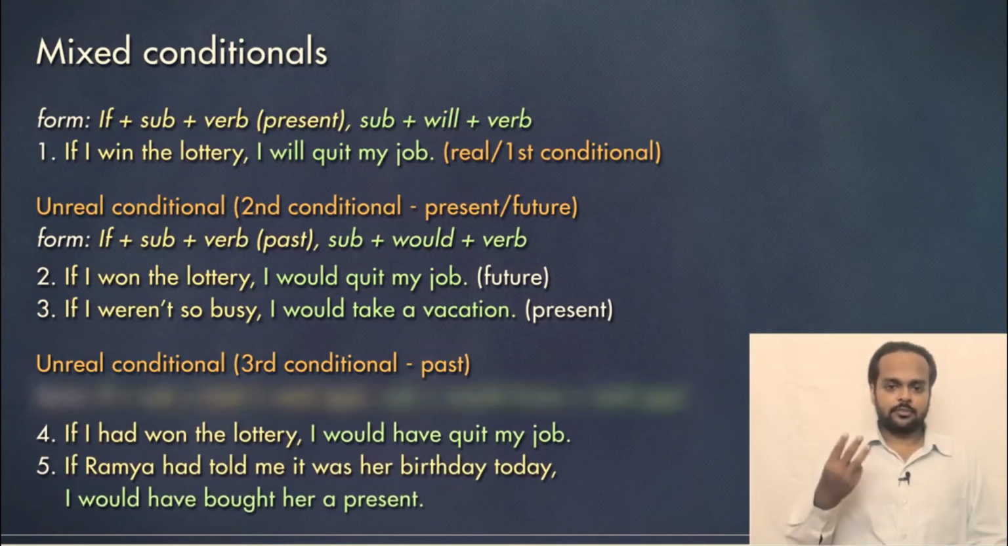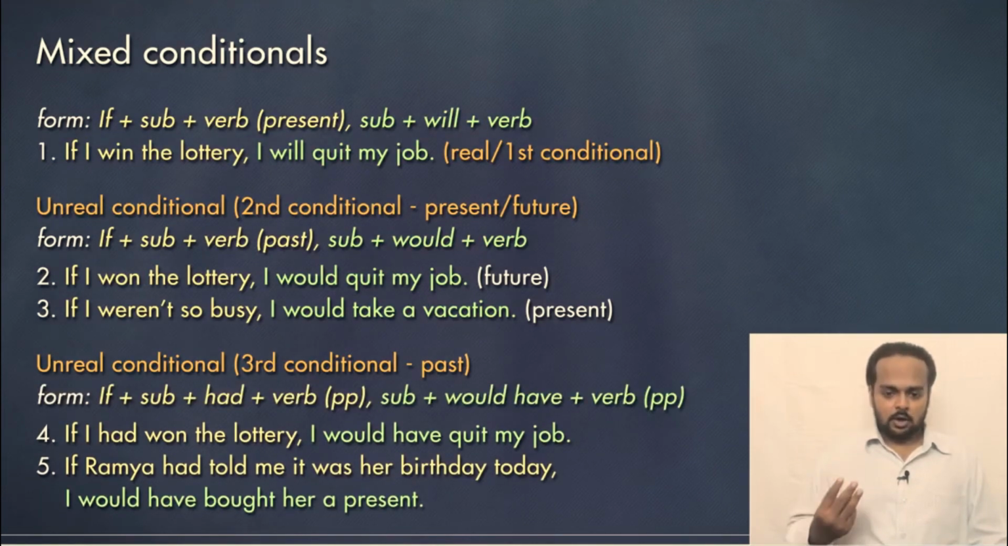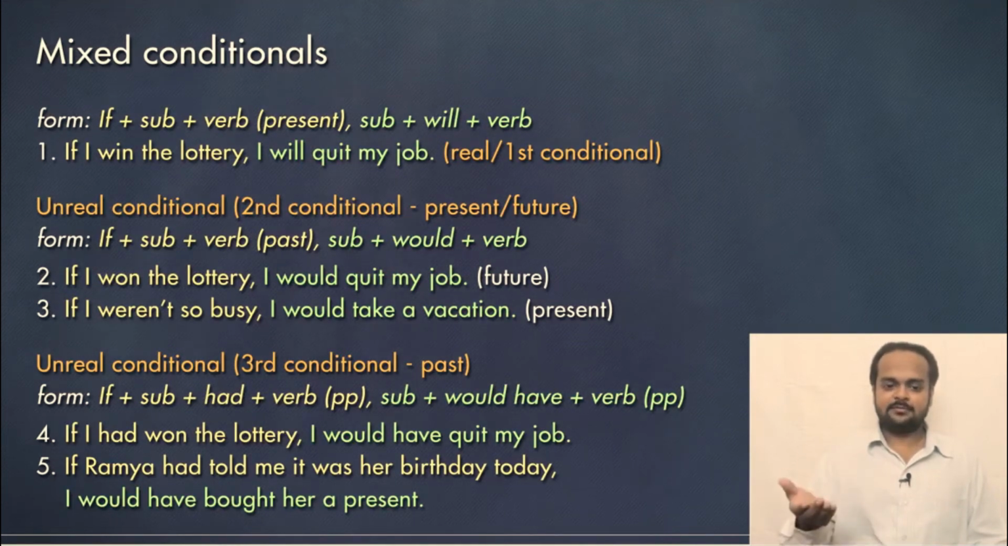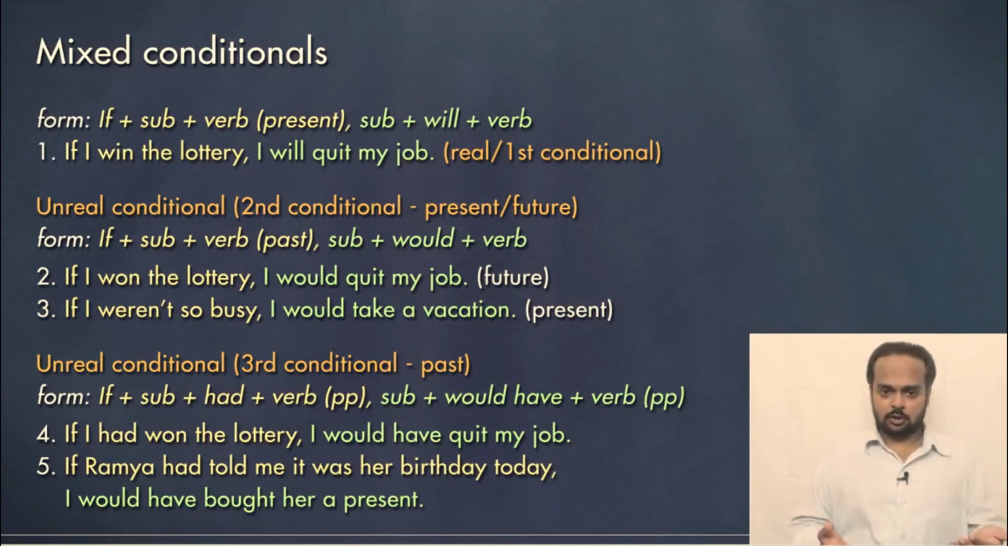This is called the third conditional. It's an unreal conditional that talks about the past. You make it with if plus the past perfect tense, using had plus the verb in past participle form in the condition, and would have in the result.